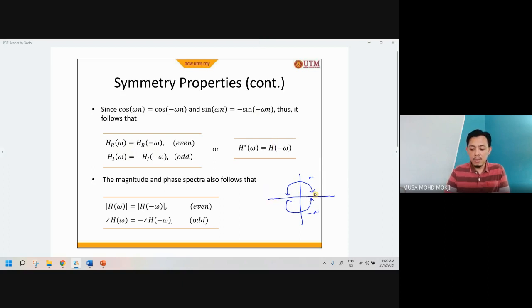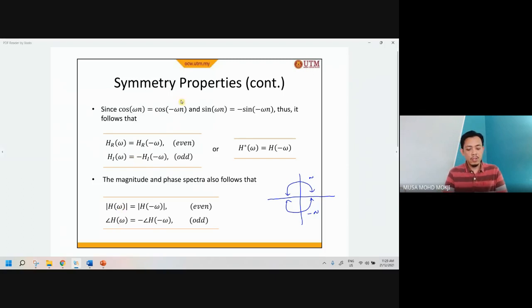So if you do the cos, you will have the same value. Okay, and then this real and imaginary is not really what we're interested in, as we have learned from last week. The one that we are interested in is the magnitude and phase.